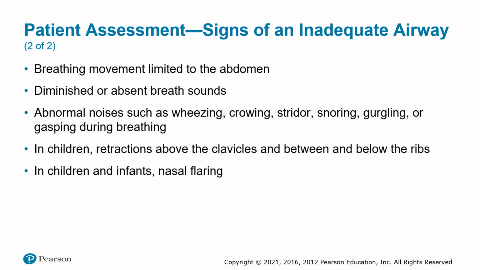They'll have the breathing limited to the abdomen, diminished or absent breath sounds, abnormal noises such as wheezing, crowing, stridor, snoring, gurgling, or gasping. In children, retractions above the clavicles and between and below the ribs. And also in children, nasal flaring.